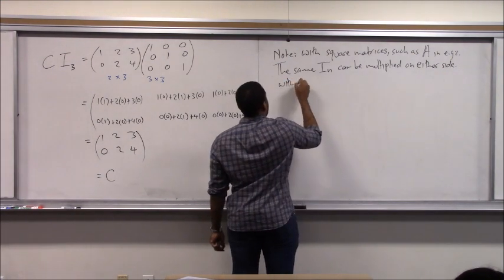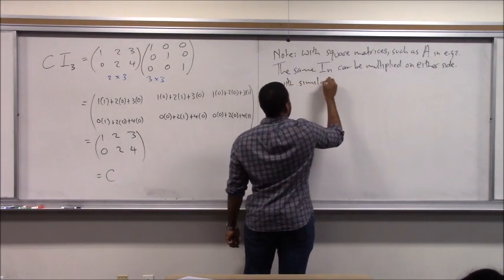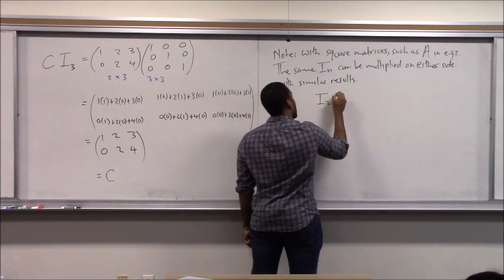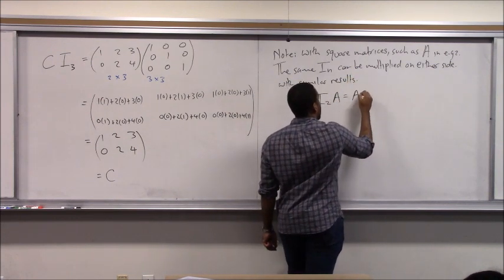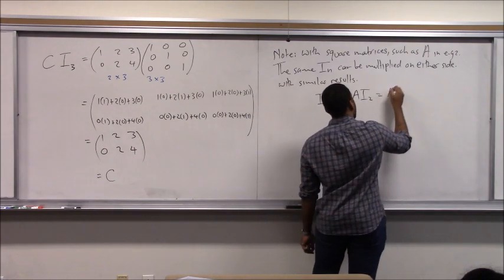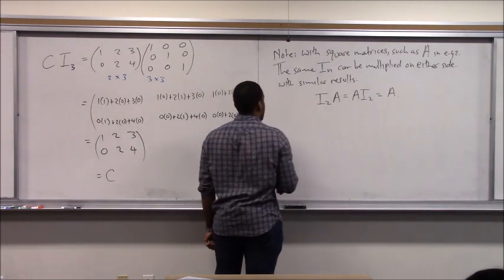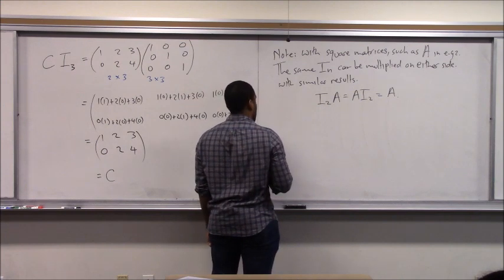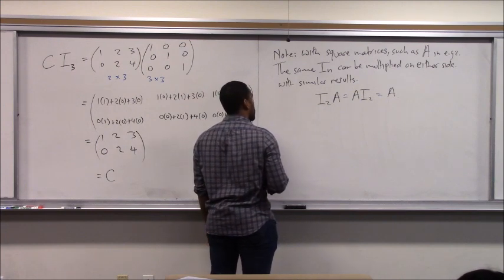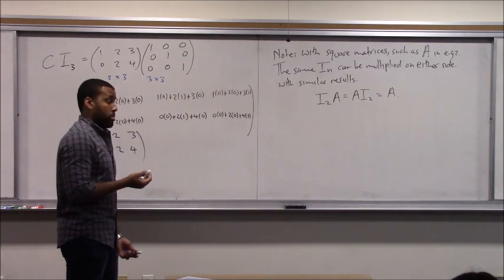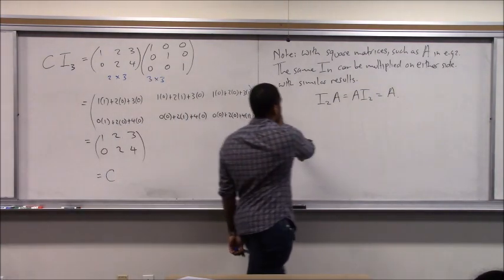With similar results. In fact, you would realize if you took I2 times A, you will get the same as A times I2, which is A itself. And so this is a characteristic of the identity matrix. It's the guy that when you multiply any other matrix by it, you get the matrix itself. And that's why it's called the identity.